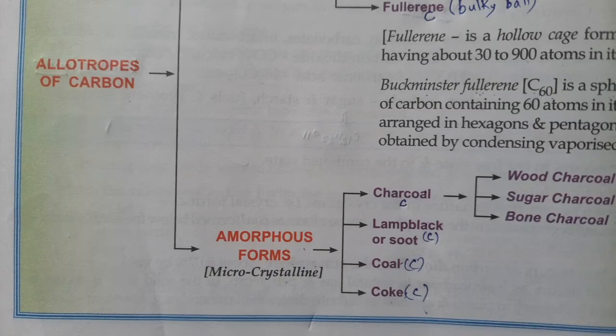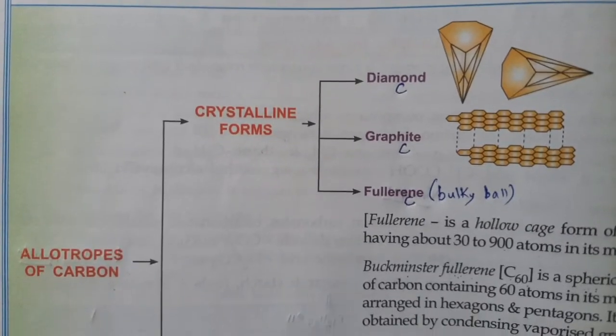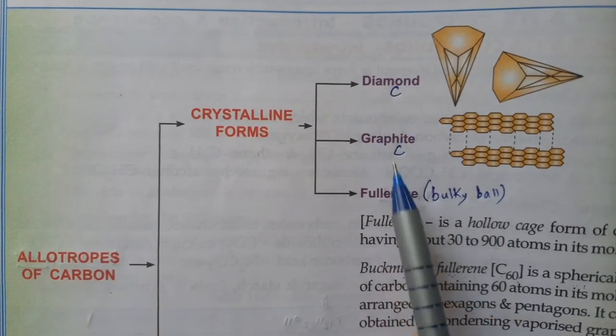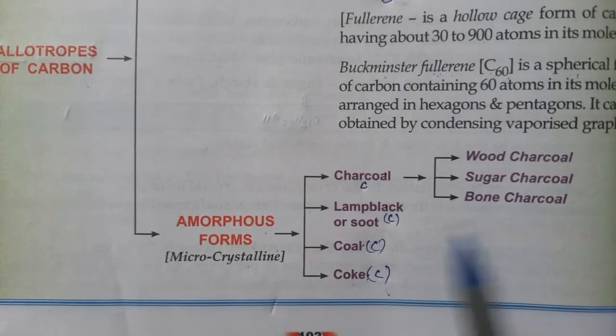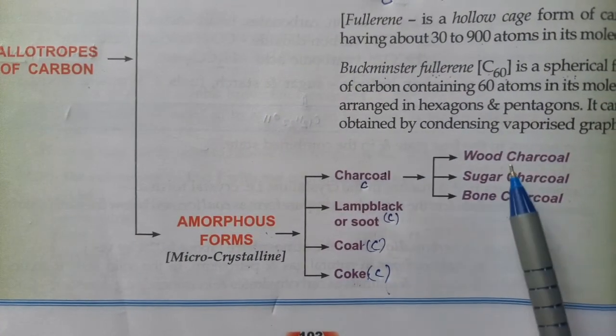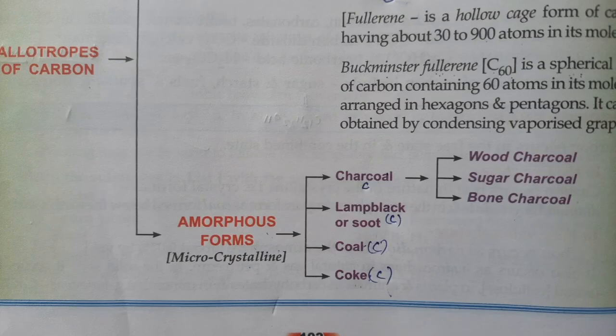Now we'll discuss more in detail about these different forms in our next class. What is diamond, graphite, fullerene? What is charcoal, lamp black, coal, coke, wood charcoal, sugar charcoal, bone charcoal? We're going to discuss each of these individual forms in our next class, students.